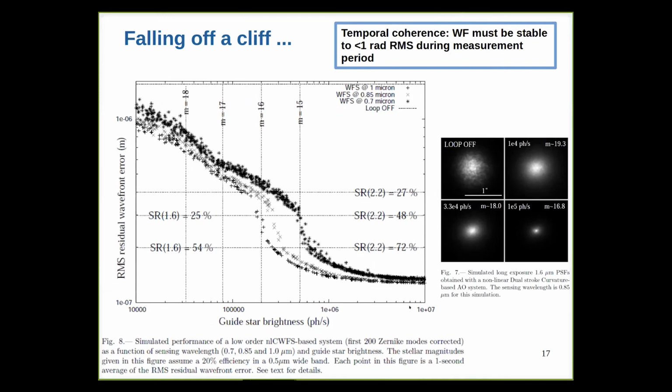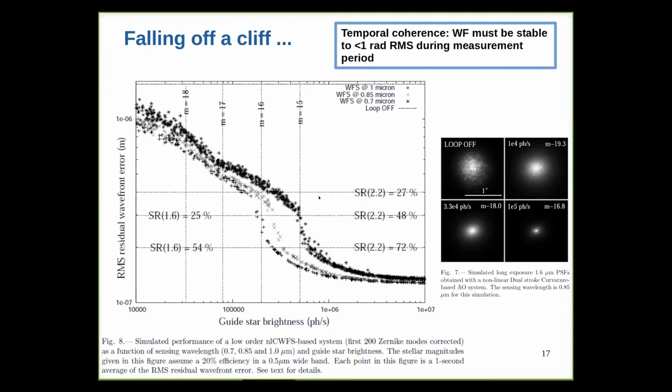So this is guide star brightness. Bright is on the right, faint is on the left. You can see as the star gets fainter, the RMS residual error doesn't just gradually increase, it falls off a cliff. We transition from the seeing limited regime on the left to the diffraction limited regime on the right. The name of the game, I think, is going to be to push that limit the furthest possible to the left, to fainter stars.